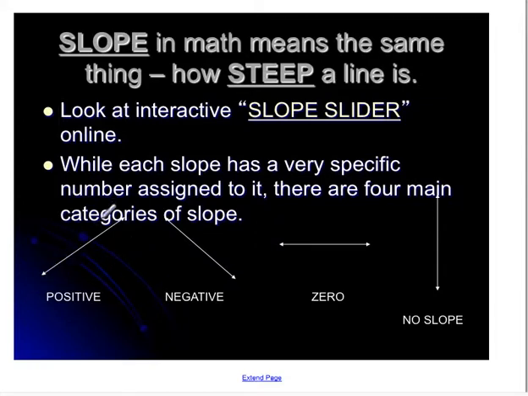Record this in your notes. You've got positive slope here, negative slope here, zero slope, and no slope. A zero slope would be something like 0 over 5, and a no slope would be something like 5 over 0. It's undefined. So the slope is a vertical line.